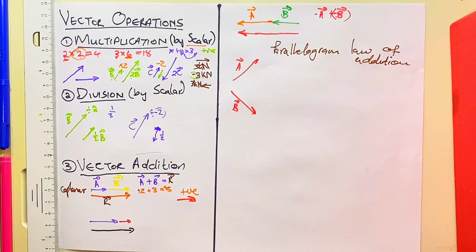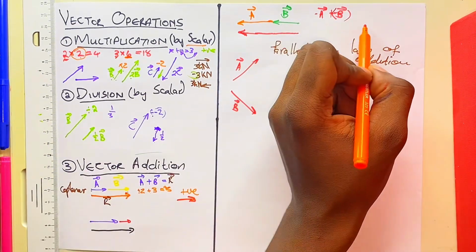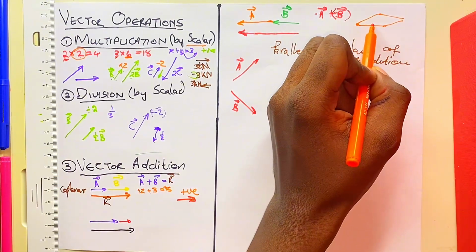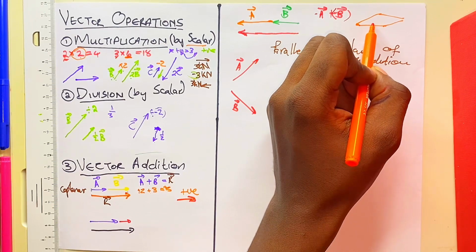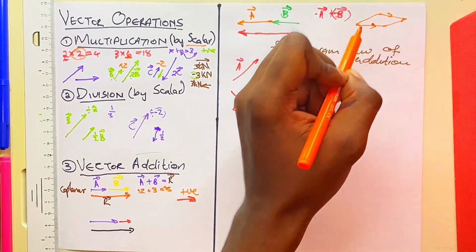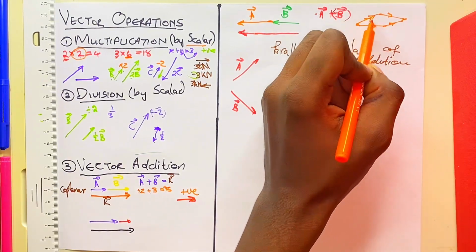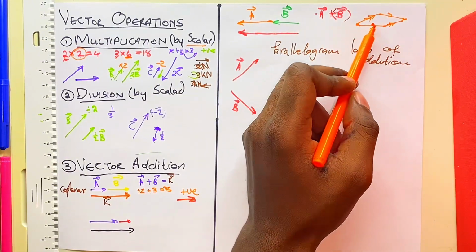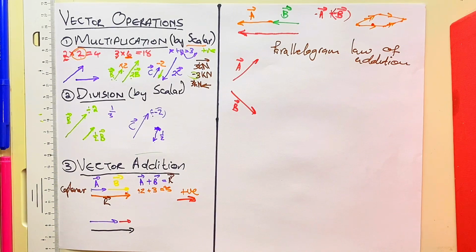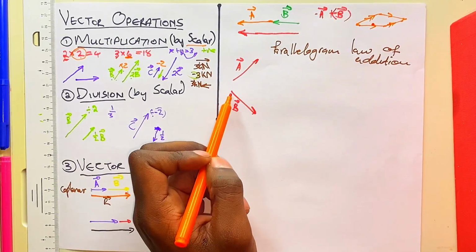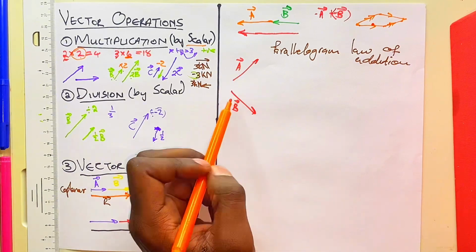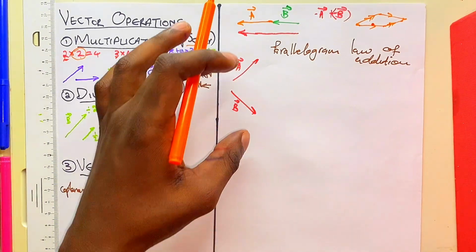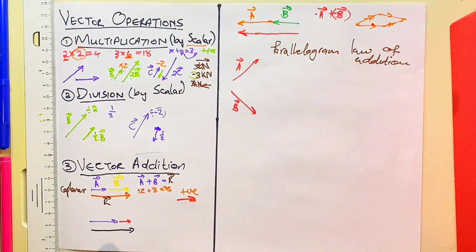Remember, a parallelogram is a four-sided figure where opposite sides are parallel to each other. So this side will be parallel to this one, and this side will be parallel to this side. So that means that we are going to take these two vectors and add them using a parallelogram. We are going to make a four-sided figure whereby these two vectors are included in that.